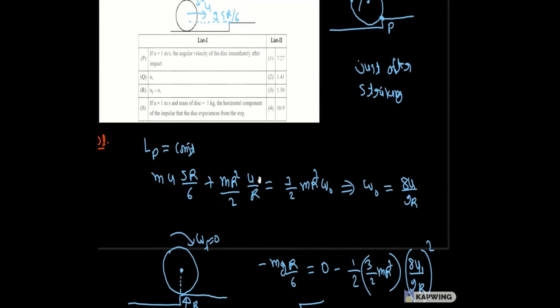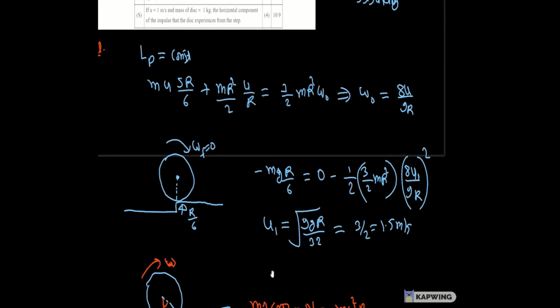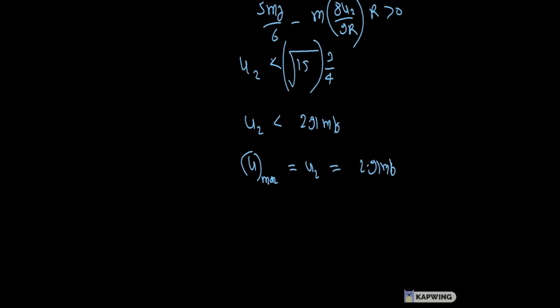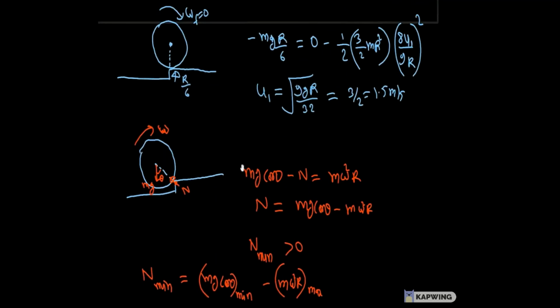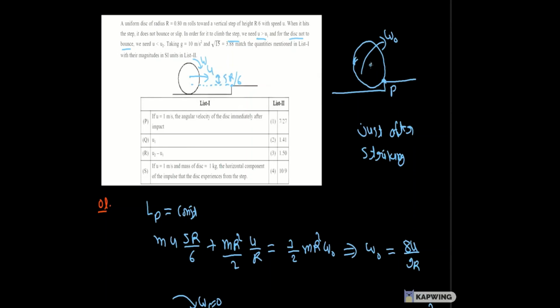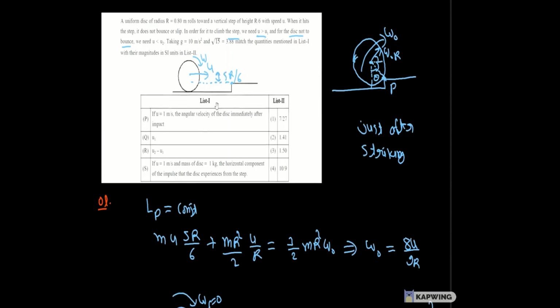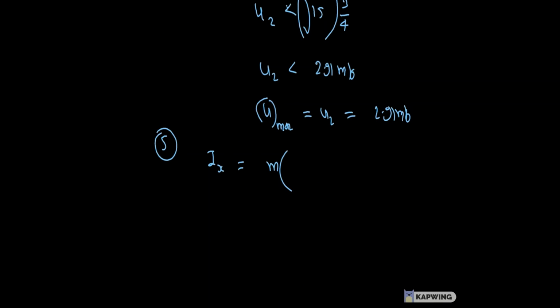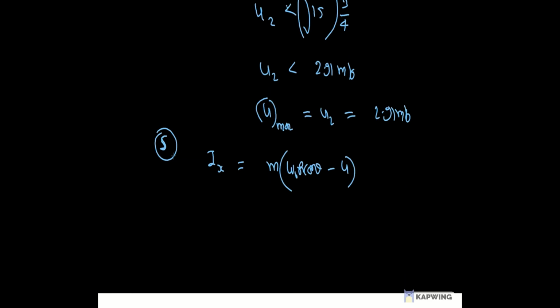So we have calculated the values of u1 and u2. Now you can answer P, Q, R. And for S, the horizontal component of impulse that the disk experiences can be calculated using the impulse momentum theorem. Impulse is equal to the change in momentum in the x direction, because we are asked about the x component of impulse. That will be m into the final velocity of the center of mass in the x direction, which is omega naught r, the velocity just after collision, and its component in the x direction is omega naught r cos theta, minus the initial velocity in the x direction, which is obviously u. So from here we can find the x component of impulse. Thank you.